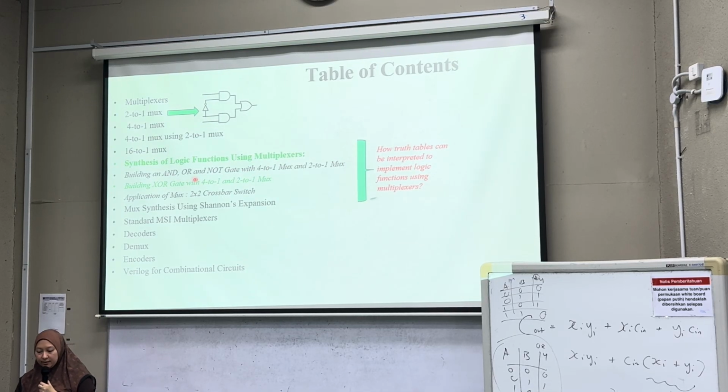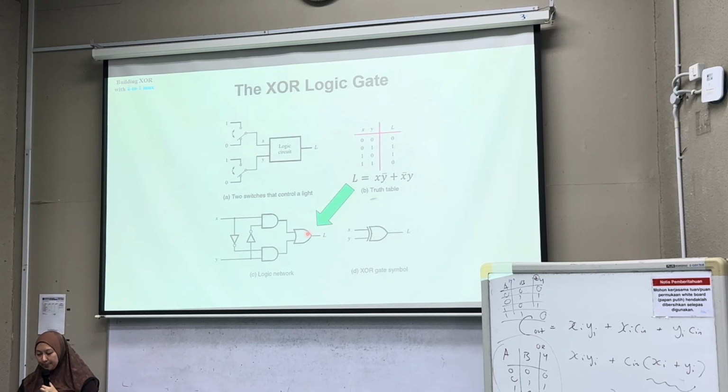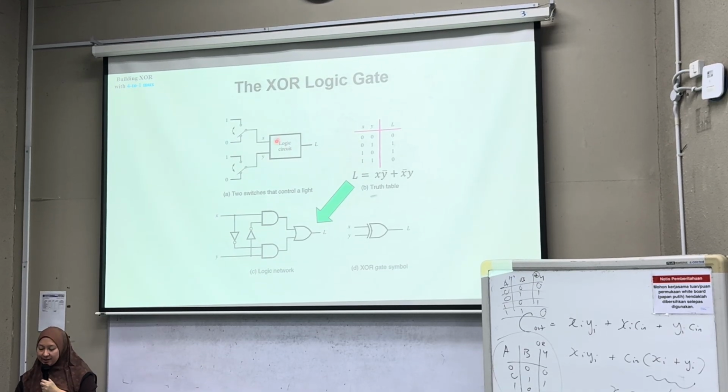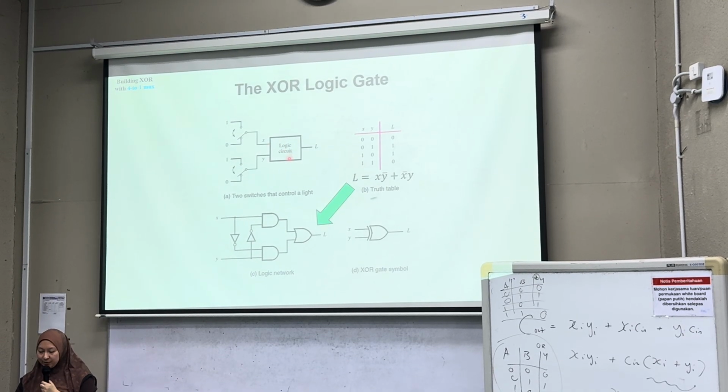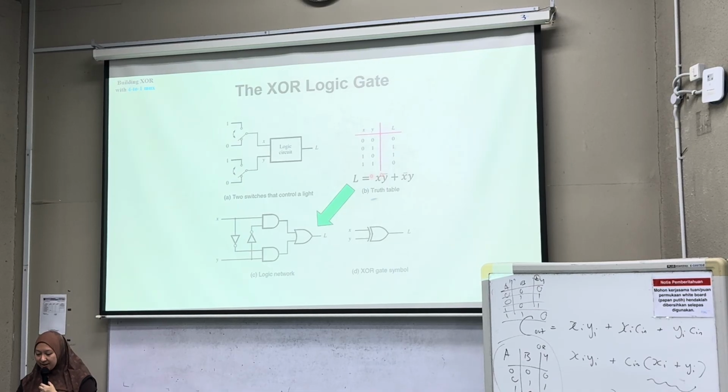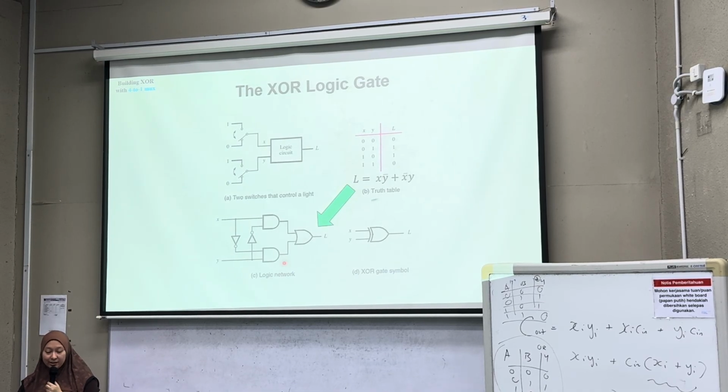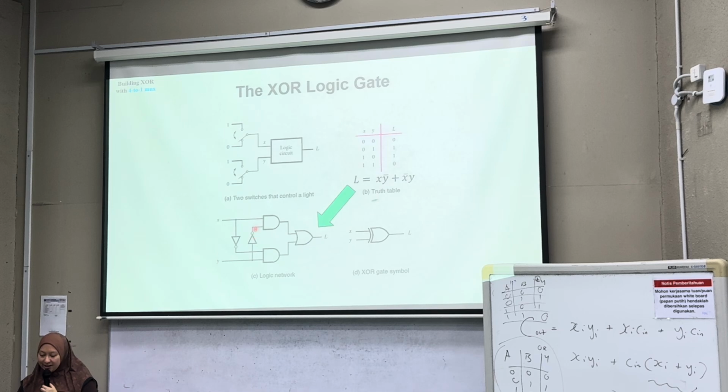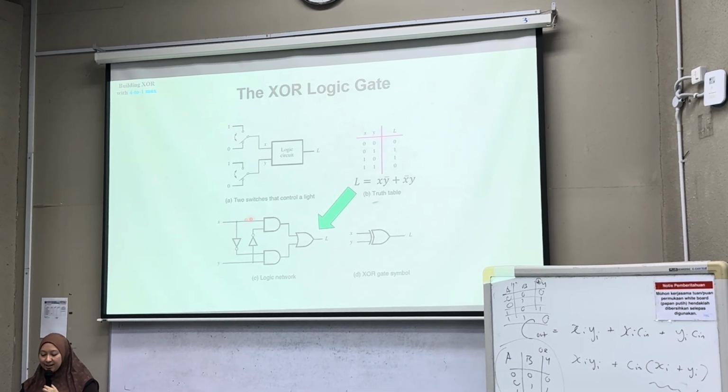Now I'm building an XOR gate with the 4-to-1 mux. Look at this example: 2 switches that control the light. We went through it in the first class, I think, using an XOR logic gate. From there you have a truth table, which is my XOR function, and from here you have the logic network. This, if you remember, is my 2-to-1 mux, but added with the NOT gate there, which makes it into an XOR logic gate.